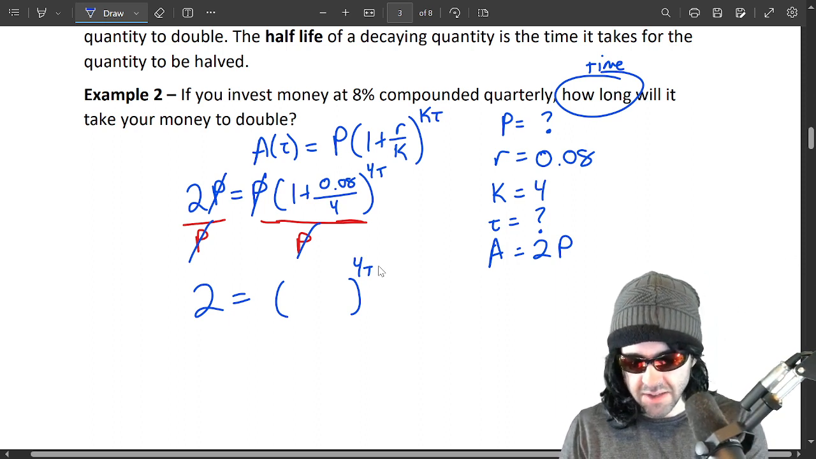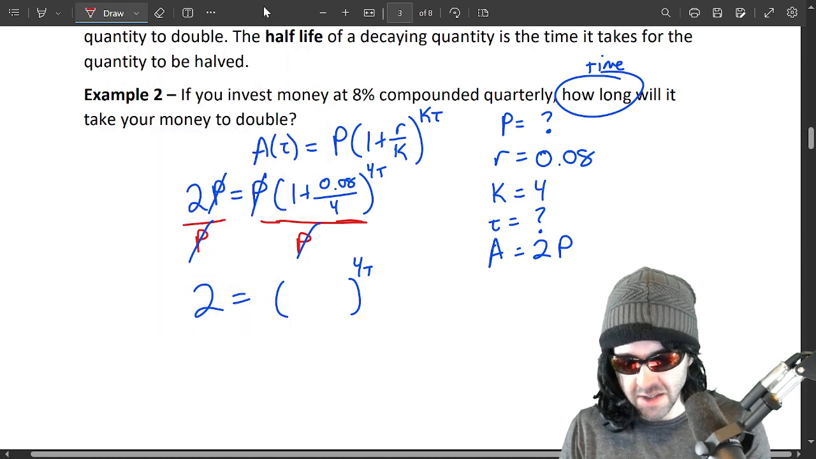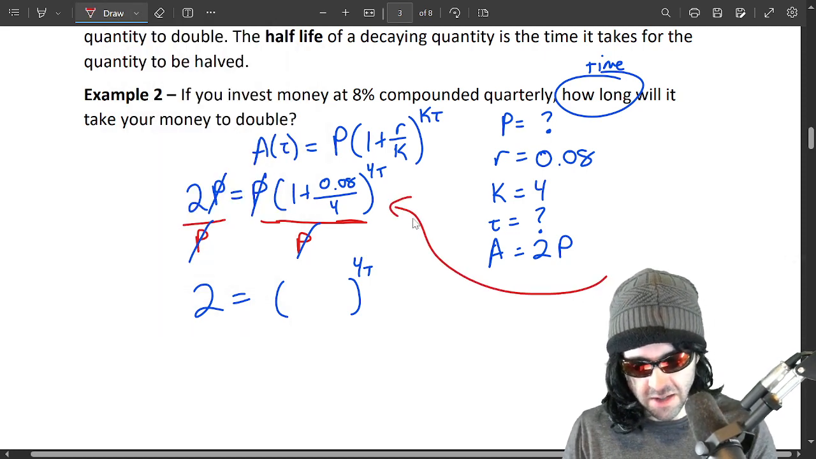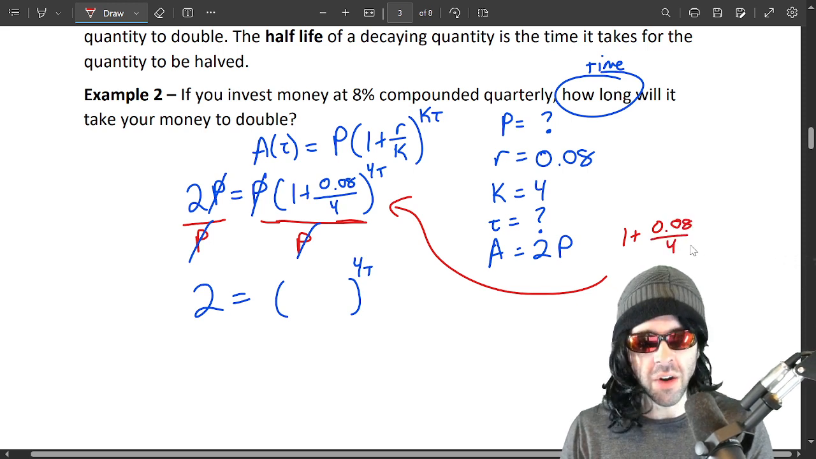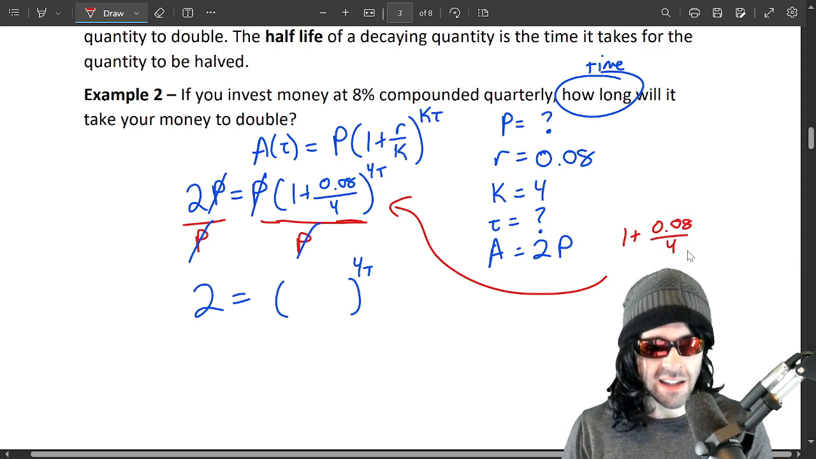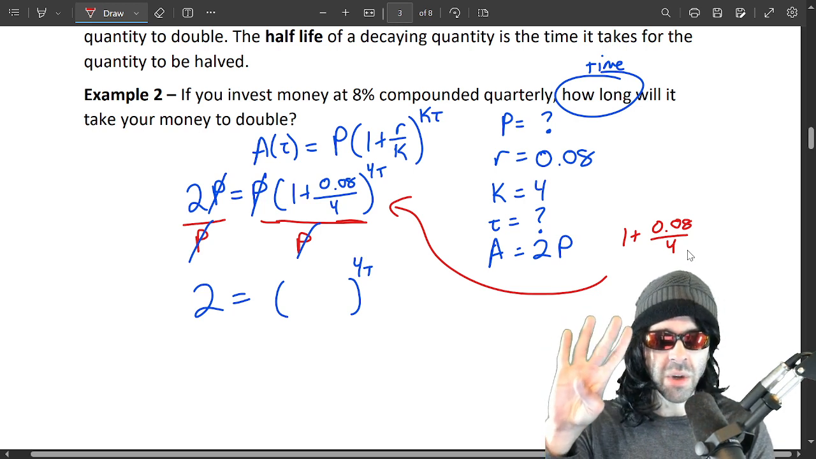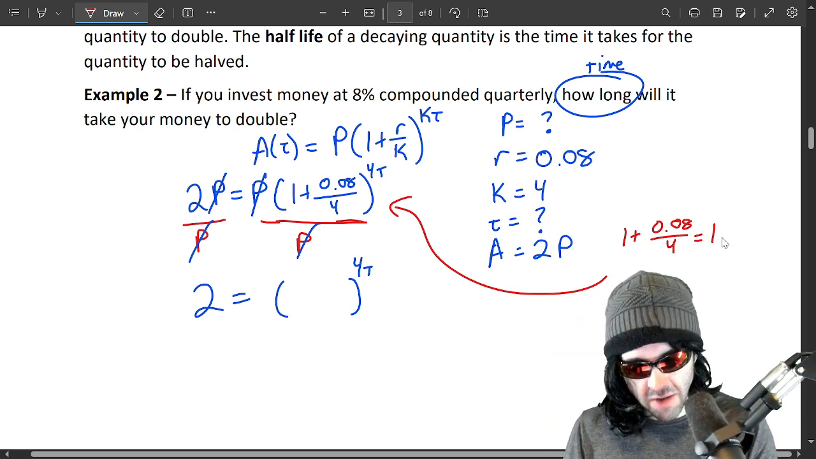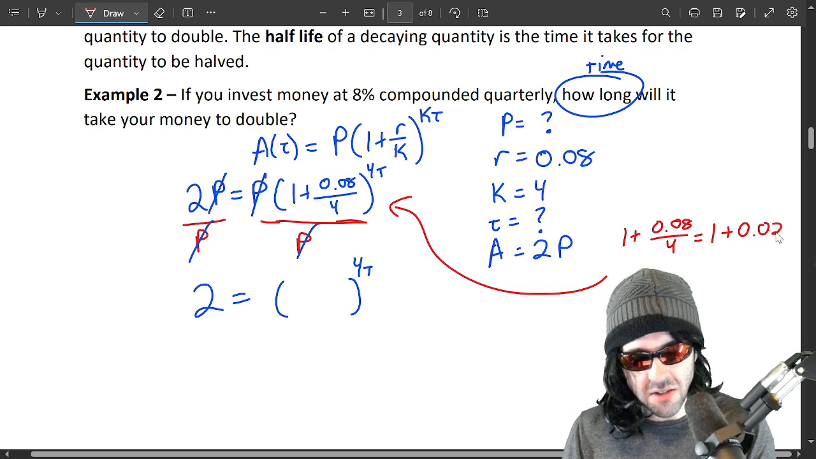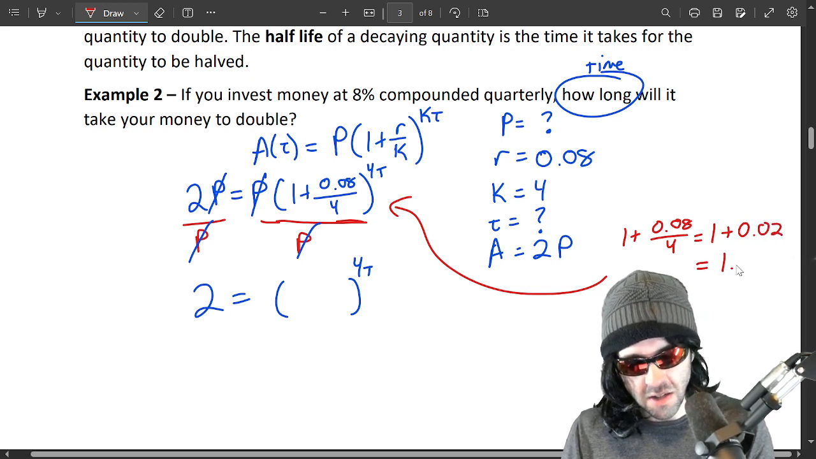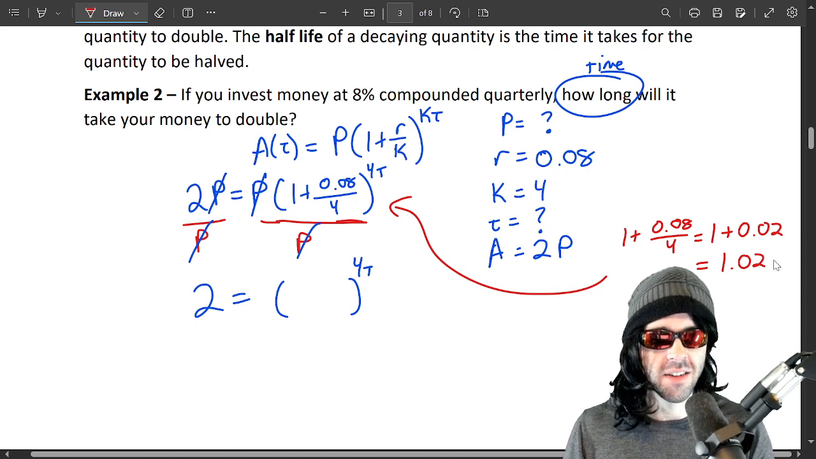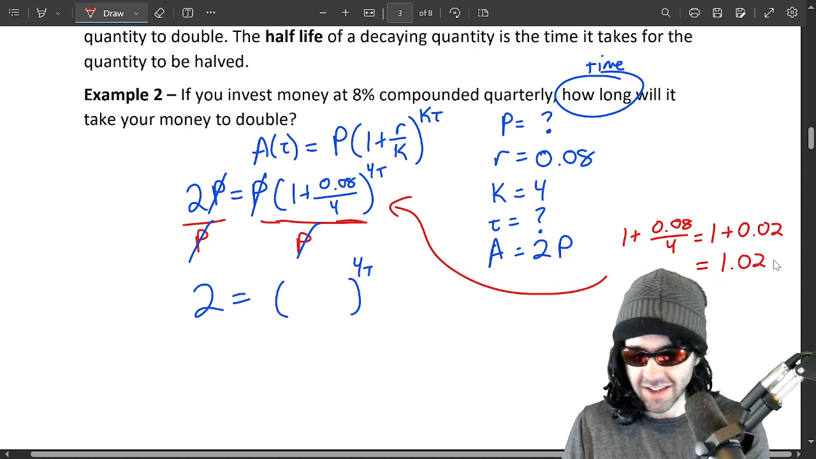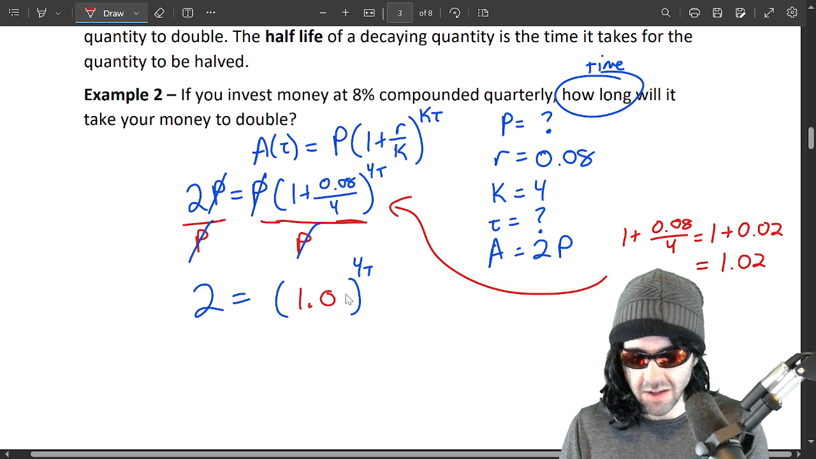Okay, let's simplify this inside. Let's go off to the side. What is this inside? 1 plus 8%. So we're growing by 8% in a year, but every quarter we get 1/4 of that. So every quarter, that's going to be 2%. So every quarter we multiply by 1.02. This is 1.02 in here.